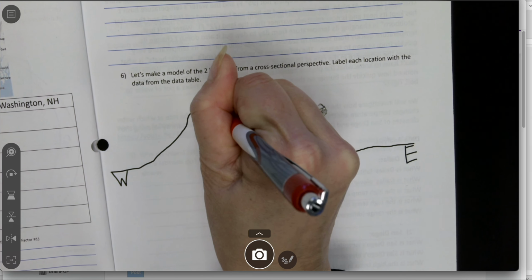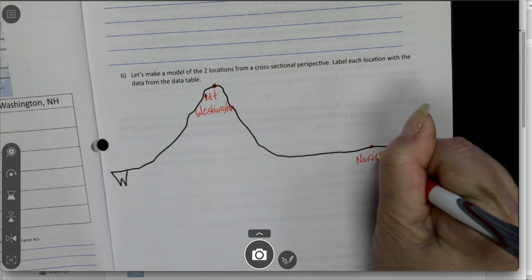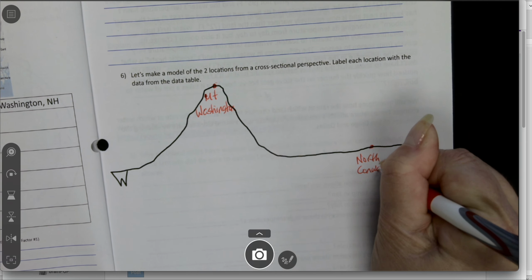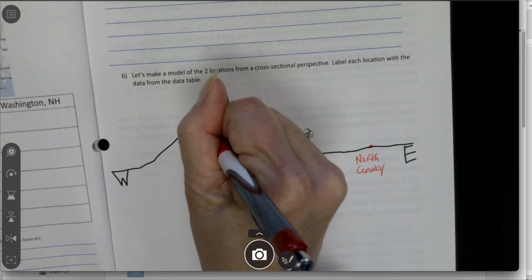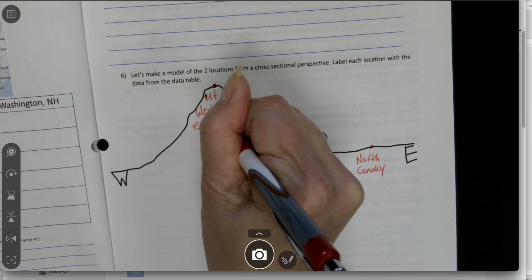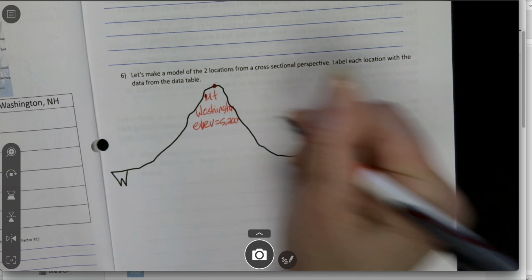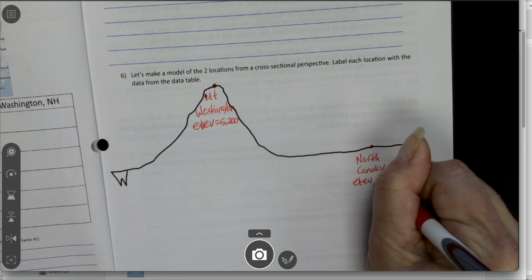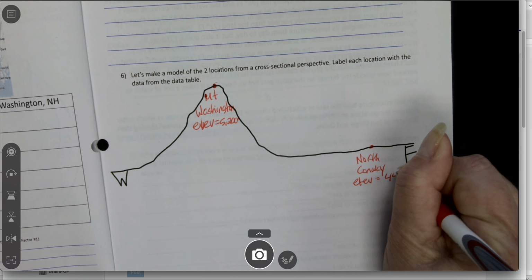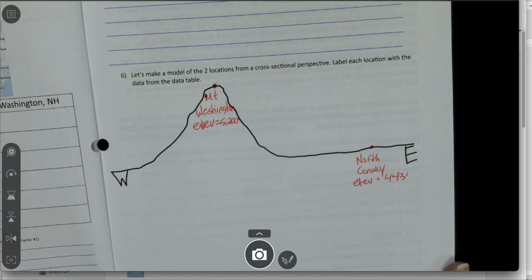You should be writing this down as I'm writing this down, please. And over here, this is North Conway. And what we're going to do is we're going to write their elevations. Elevation of Mount Washington is 5,200 feet, and the elevation of North Conway is 443 feet. So there's a big difference in elevation.